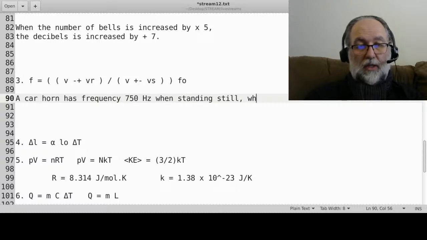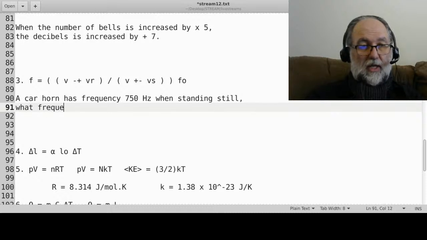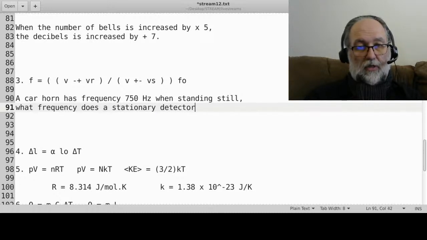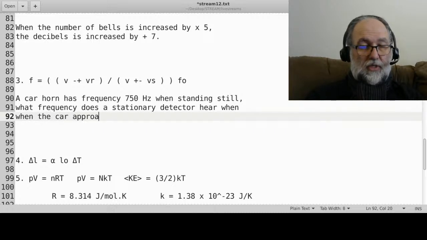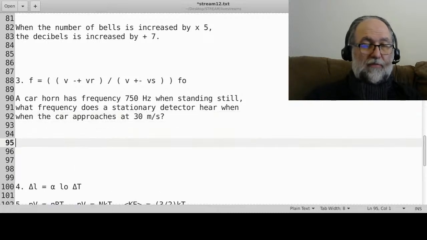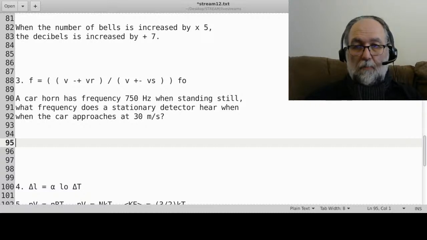Okay, what frequency does a stationary detector here hear when the car approaches at, I don't know, 30 meters per second? Okay, so there's our first question. Okay, so let's see here.